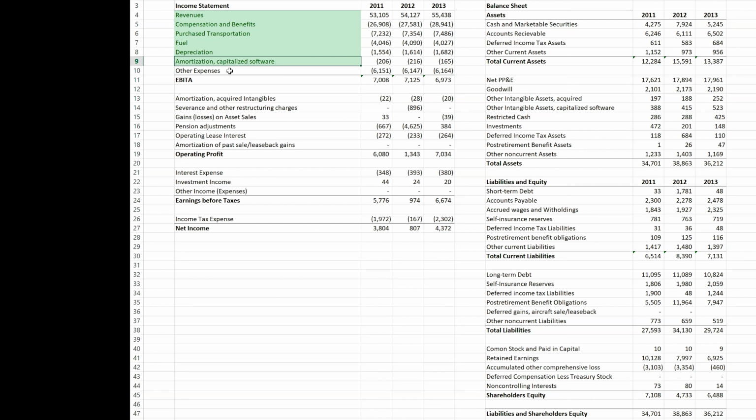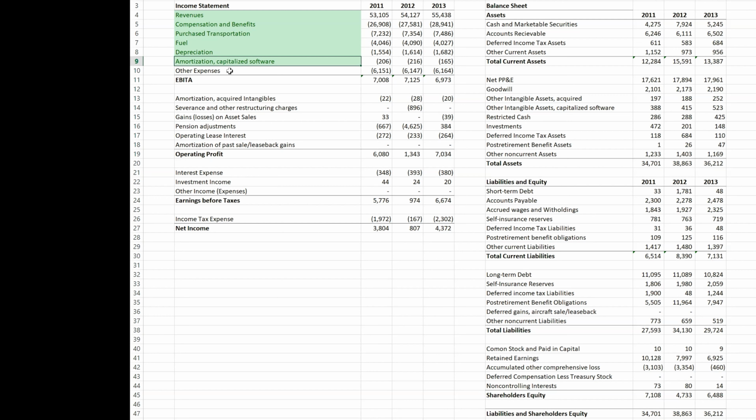And because of that, they have what's called capitalized this software. And capitalized means put onto the balance sheet. They treat this software as an asset valuable enough that they list its value on the balance sheet, right?